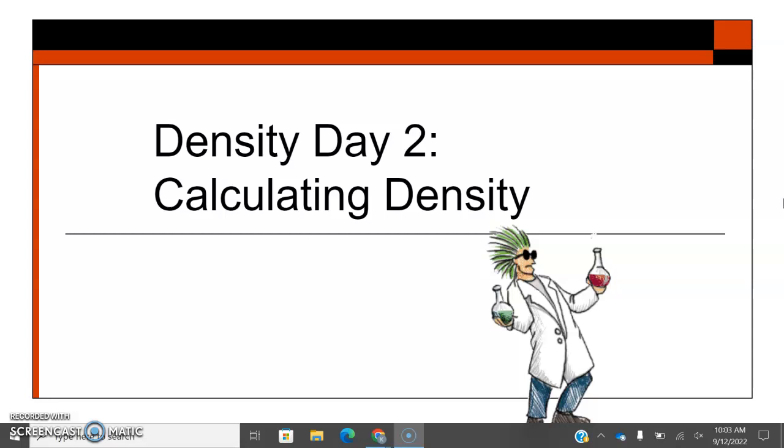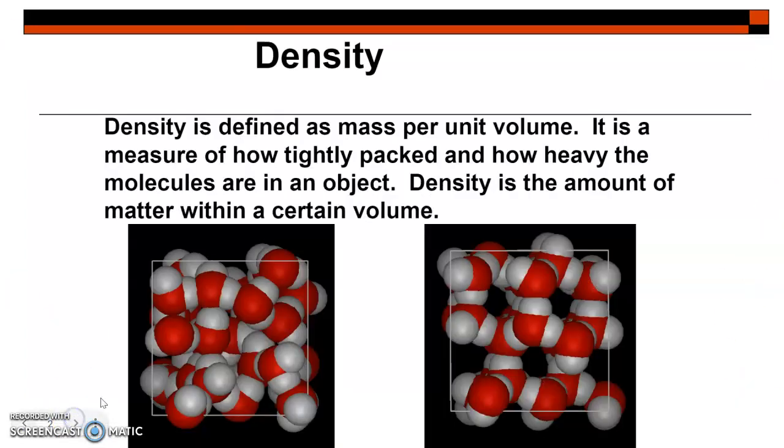So far we've just talked about what density is and how to identify whether something is more or less dense based on what it looks like in a graduated cylinder or a beaker. And today we are going to learn how to actually calculate density. So we're going to be doing a little bit of math, but I promise it is not bad. It's pretty easy. So let's go ahead and jump into it.